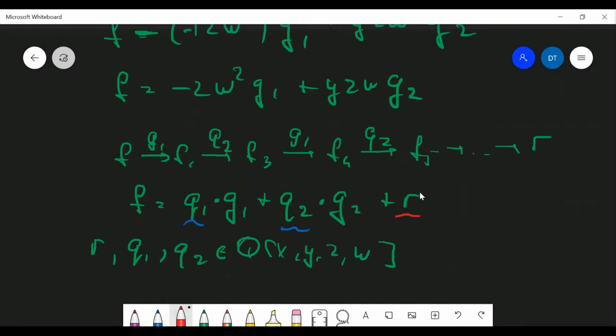So the picture is very similar to the one we have in the case of one variable. So this is the remainder. In our case, the remainder is 0. Okay, let's do some other computations.